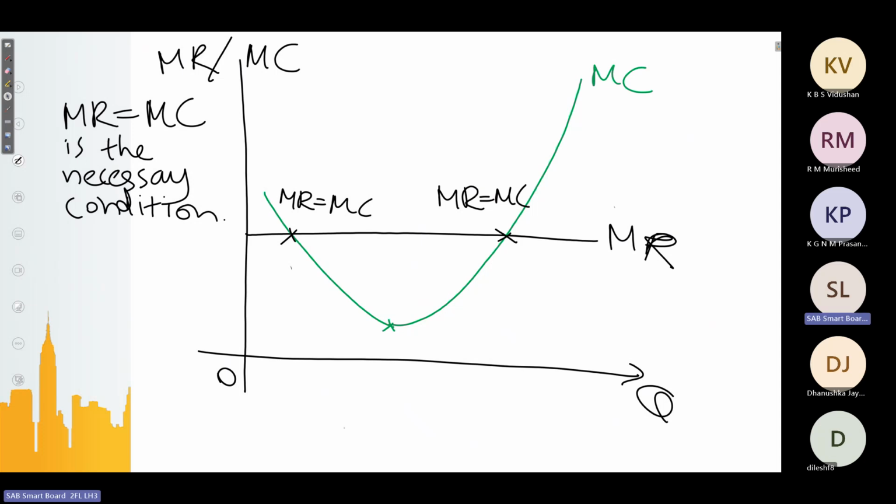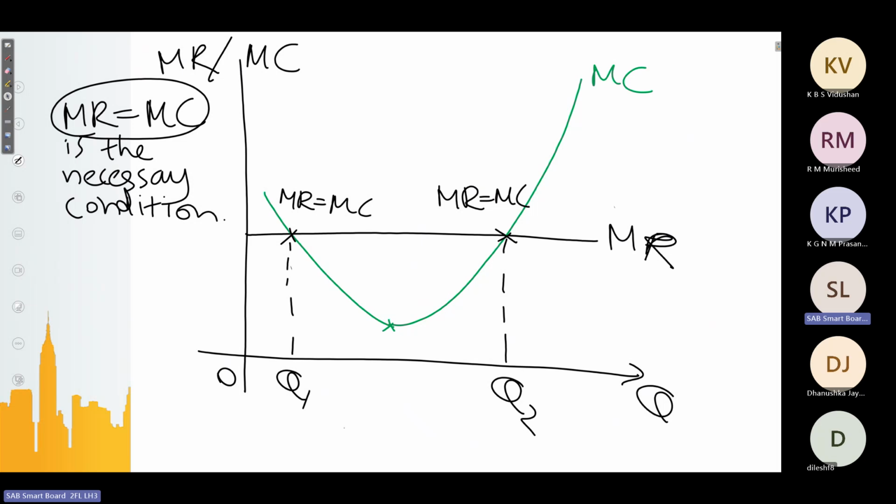But only one between these two points will be the profit maximizing output level. This point corresponds to the Q1 level of output. This point corresponds to the Q2 level of output. Can we consider both Q1 and Q2 as profit maximizing output levels? Only because at these points MR is equal to MC? No. Only one between these two will be the profit maximizing output level. What is it?